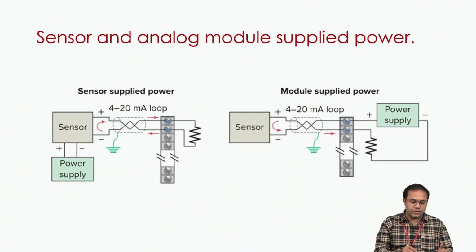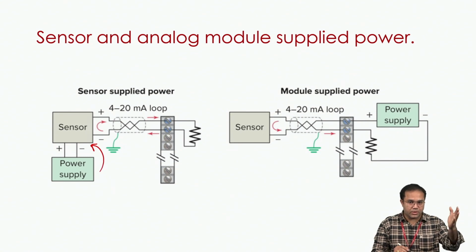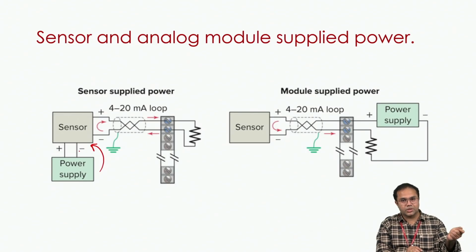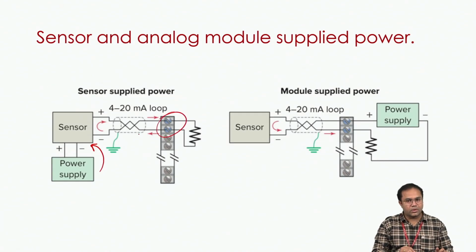So here you can see the first one, sensor supplied power, which means to the sensor we are giving supply directly. Which means the module is not going to provide that supply. The module is just expecting some signal from the sensor, and that signal is obtained only if you connect a power supply to the sensor. You can see clearly that the power supply is connected to the sensor. Now the sensor is powered up and able to sense the physical parameter, and as a result it is going to generate some output, and that output is taken by your analog input module.